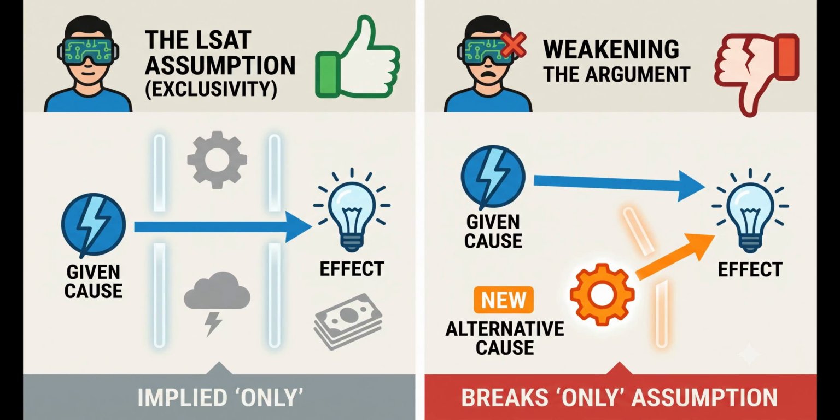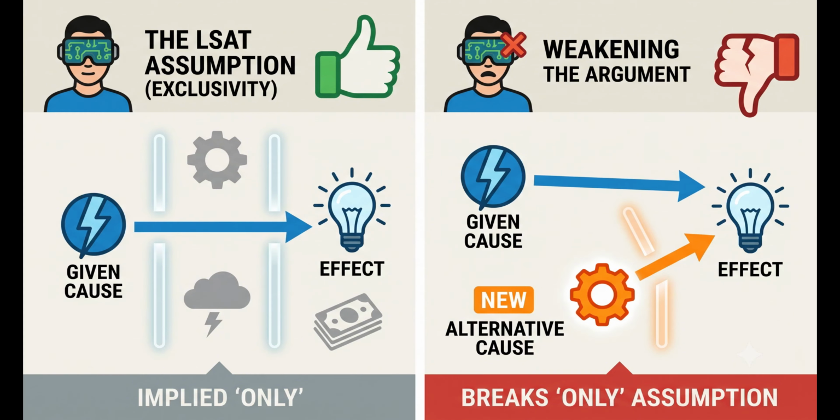But all of that doesn't matter here, because LSAT arguments always assume the given cause is the only possible cause, even if they don't explicitly say so. Any additional fact or consideration that hints at the possibility of an alternative cause thereby weakens the argument. So here, any answer choice that suggests something else besides the morale-boosting program could be at play in decreasing the dropout rate would weaken.